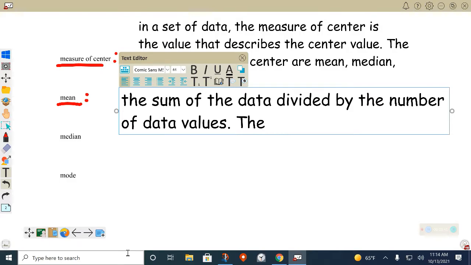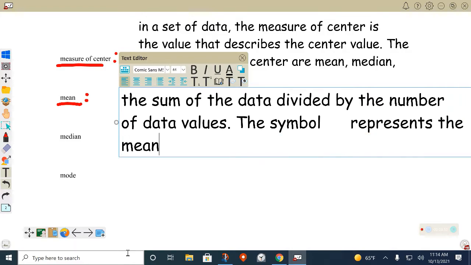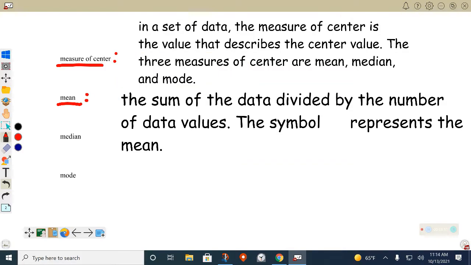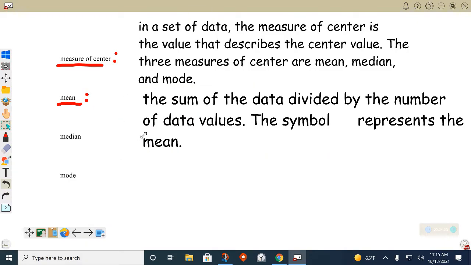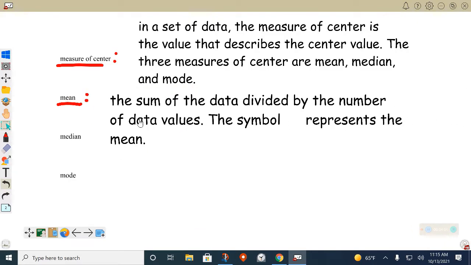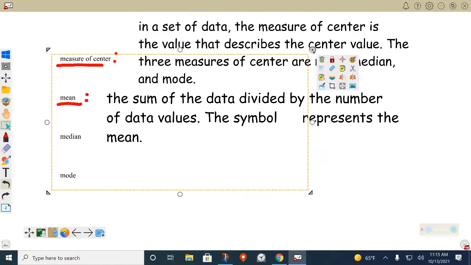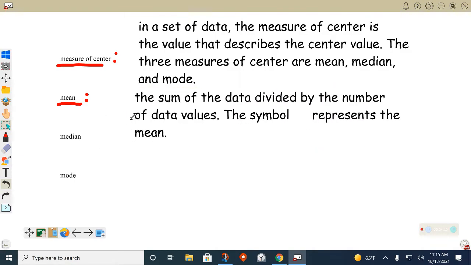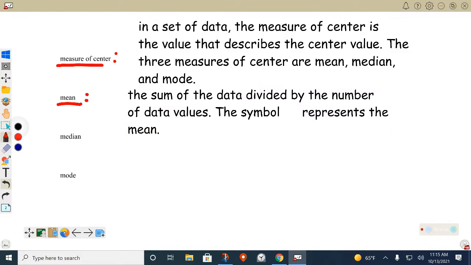The symbol X bar represents the mean. So the sum of the data divided by the number of data values. The symbol X bar, X with the bar over it, represents the mean. Whenever you see X bar from now on, that represents the mean. All right, so far so good. Copy that down.